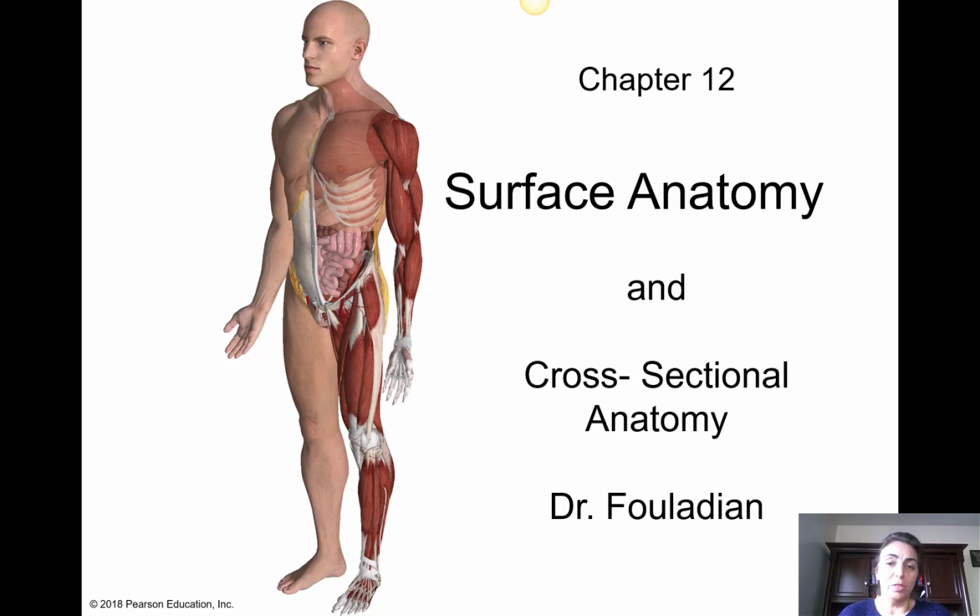Hi everybody, this is Dr. Fuladian, and we're going to start chapter 12, the part that is related to some regional terms, as chapter 12 is regarding the surface anatomy, and the last parts of that is about cross-sectional anatomy.